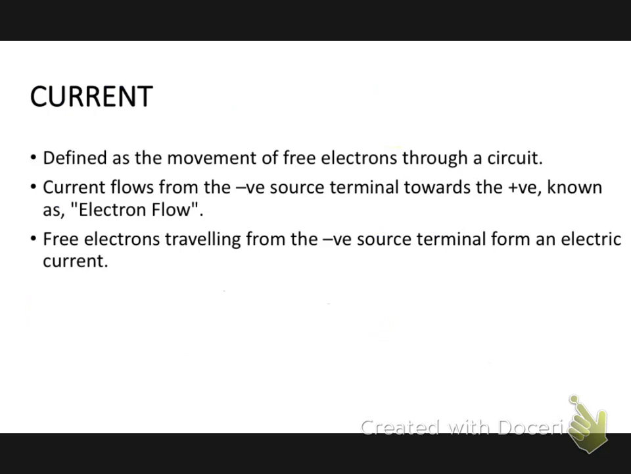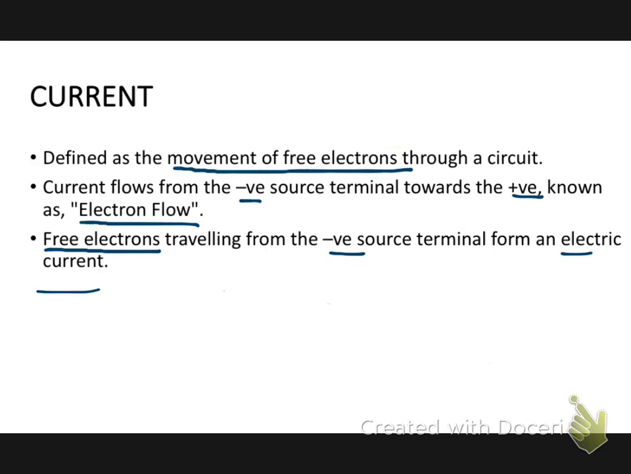Okay, so formally, current is defined as the movement of free electrons, and we just looked at that. Current flows from the negative source towards the positive. This is called electron flow. Free electrons, valence shell, traveling from the negative source towards the positive, form an electric current. So current is defined as a movement of free electrons.